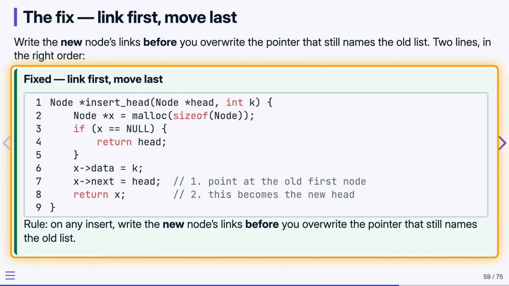Now the fixed version. It writes X->next = head first, while head still names the old first node. Then it returns X as the new head. The rule is simple. On any insert, write the new node's links before you overwrite the pointer that still names the old list.